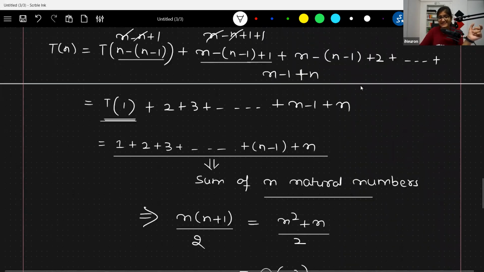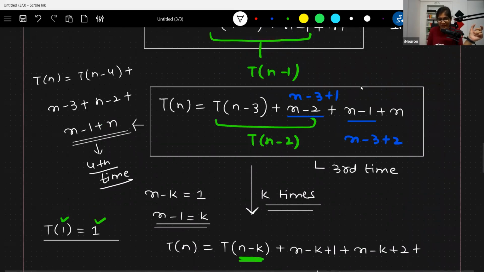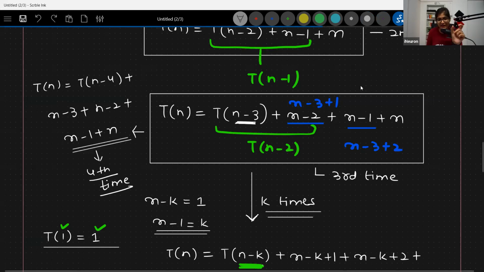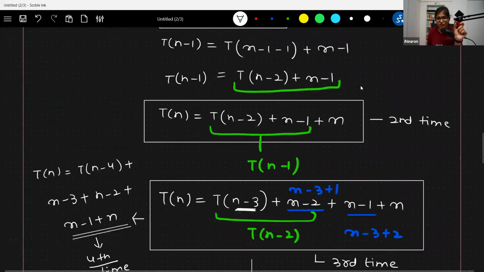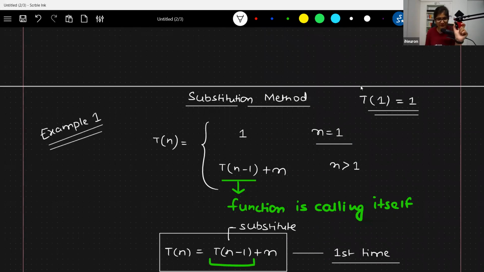How is n minus k equal to 1? Because here I need to see what value I should insert, for which I also know the answer, for which I will be able to get rid of this recursive term and terminate my code. What is the base case condition? I know that value is equal to 1, because I know that the value of t of 1 is equal to 1. So at this point, I will be able to get rid of my recursive term.